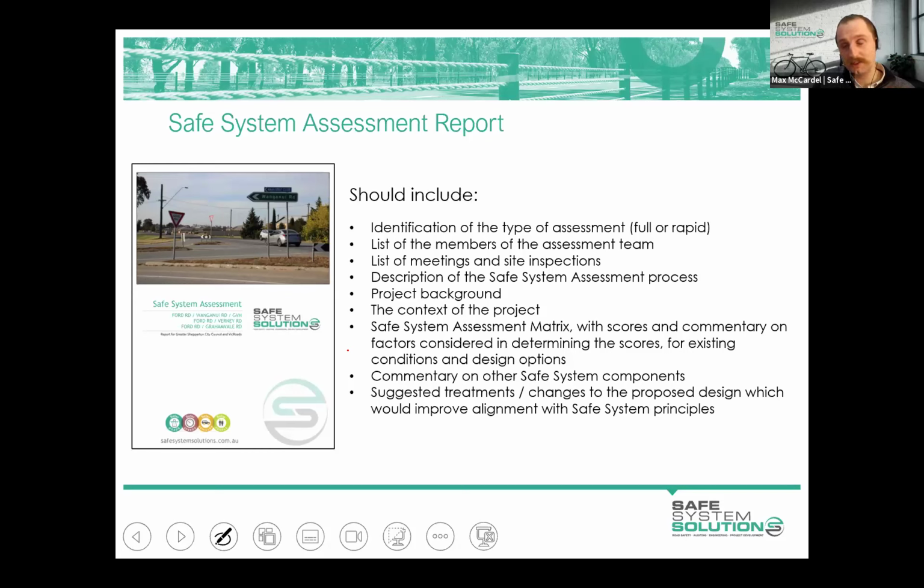Thank you. Next question. Why would you recommend a non-safe system treatment? You wouldn't. I've never done it, and I would not suggest anyone here would either. The safe system assessment is about identifying the risk and recommending improvements. You wouldn't recommend anything that's going to make things worse.